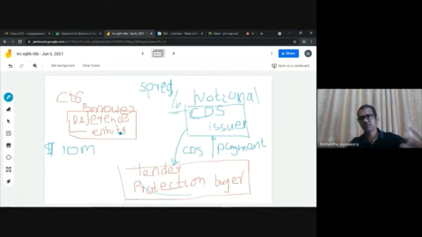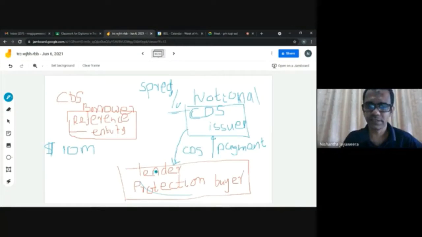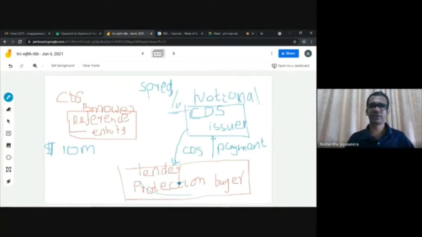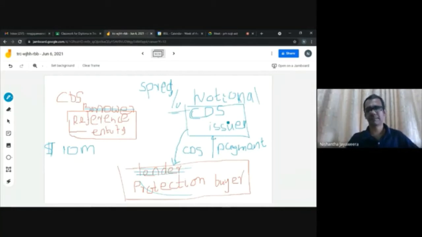So the borrower doesn't know anything about it. He just stays there. This is an agreement between these two parties. And the CDS issuer does not check with the lender whether there's any exposure to this party. It is also not relevant. That's why we are not using the word lender or borrower here. What we use are reference entity, protection buyer, and the CDS issuer or the protection seller.